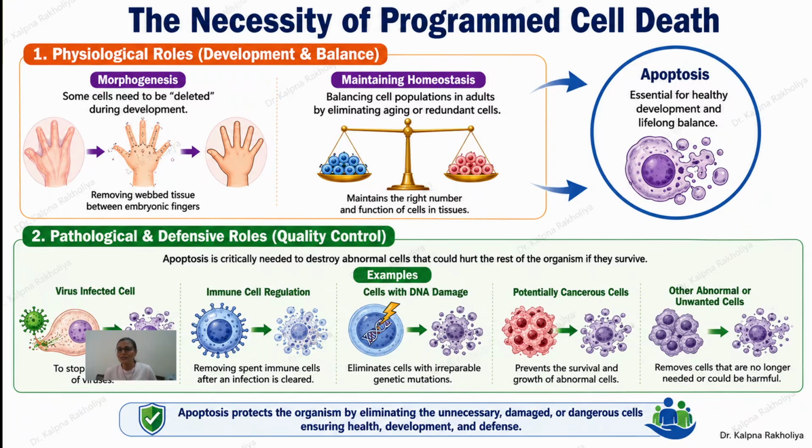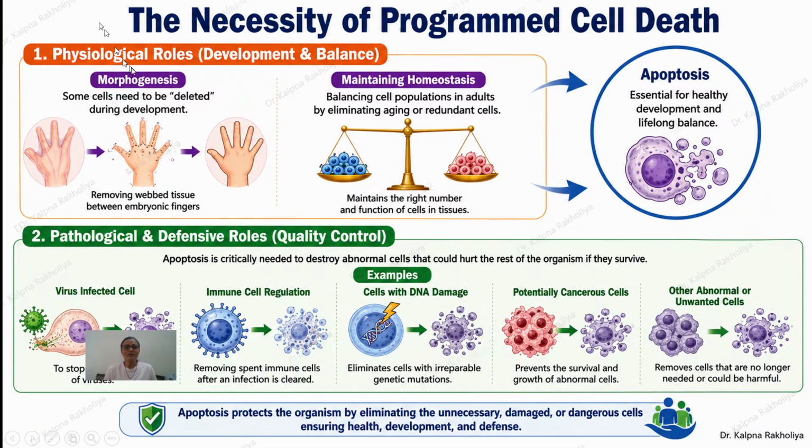Why is the apoptosis process required? There is a two-way role for the apoptosis process. First is the physiological role, in development and balance, and second is the pathological and defensive role, to maintain quality.